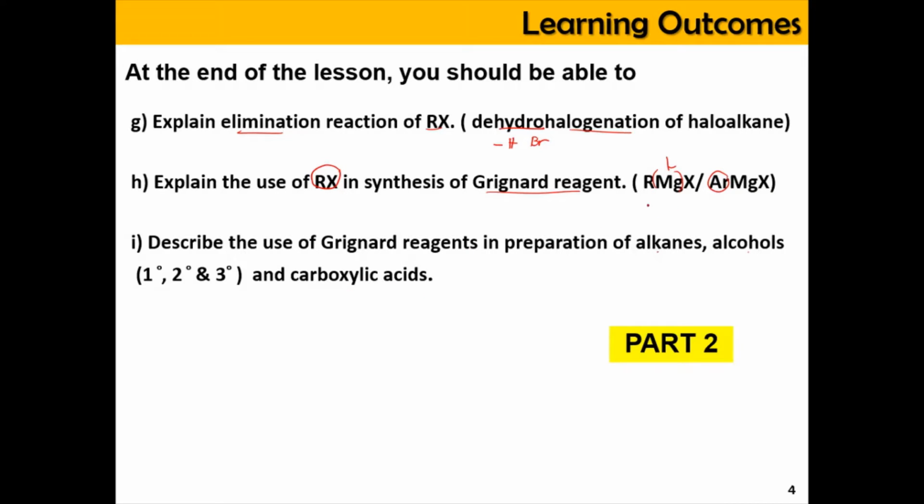Okay, so from the Grignard reagent that we have produced, we're going to prepare three important things, which are alkane in A, alcohol in B, and carboxylic acid in C. We're going to look at that in the later slides. So without any further ado, let us start.